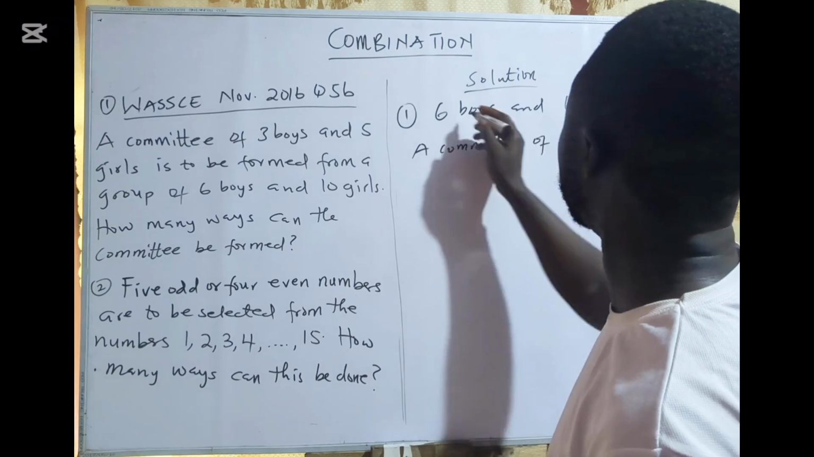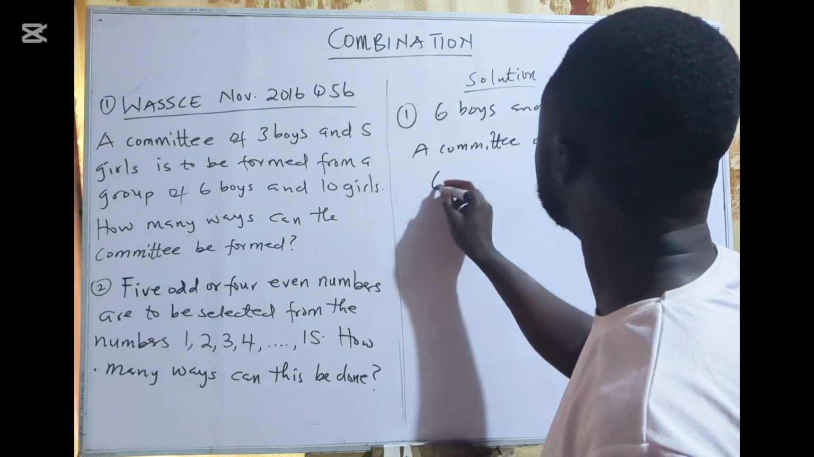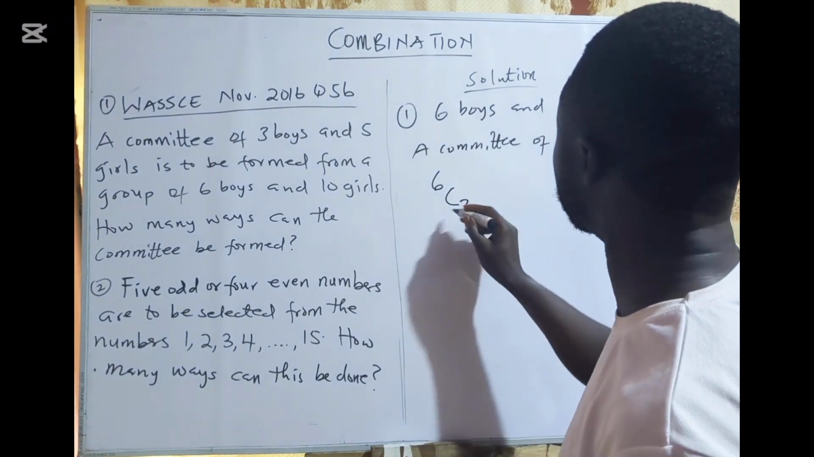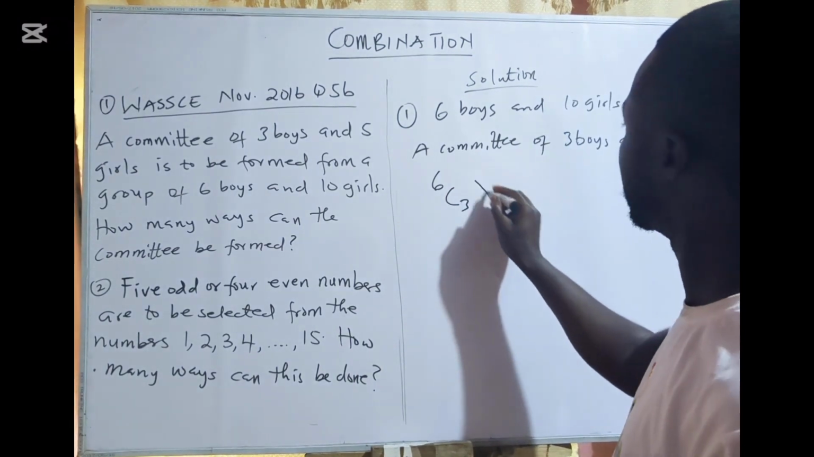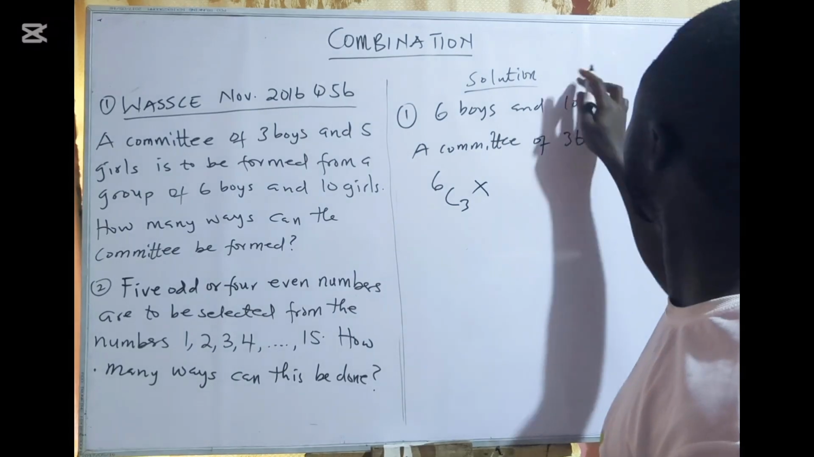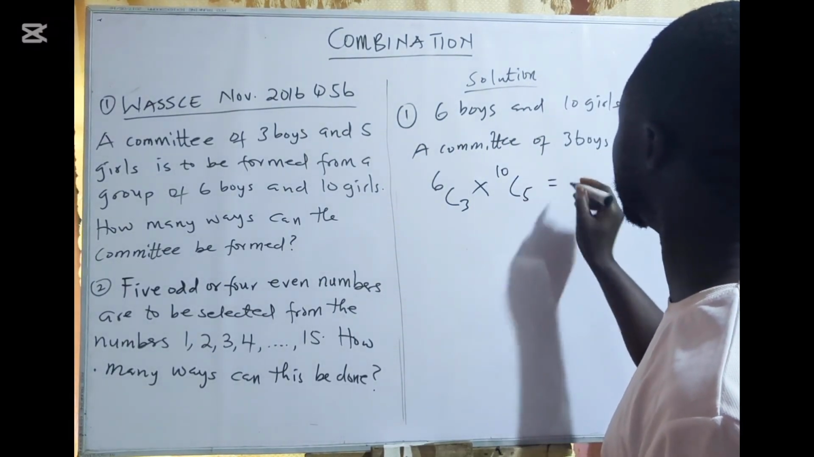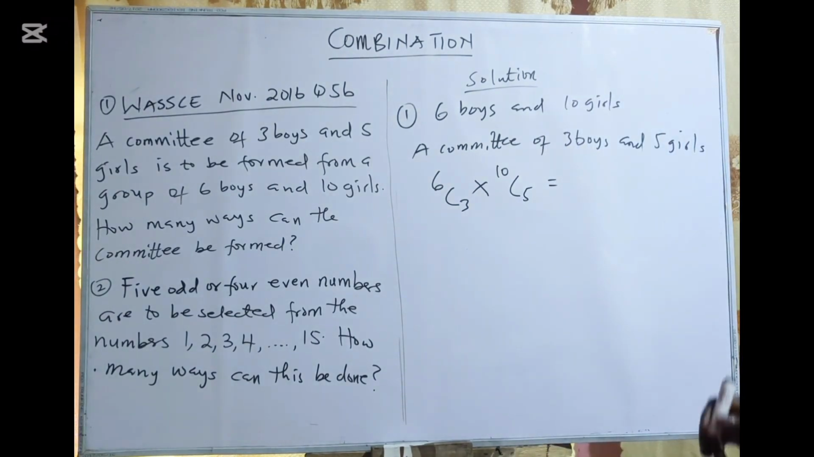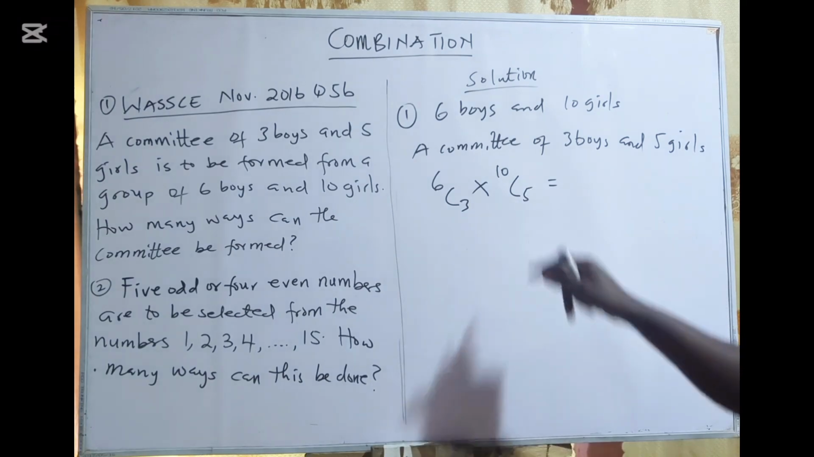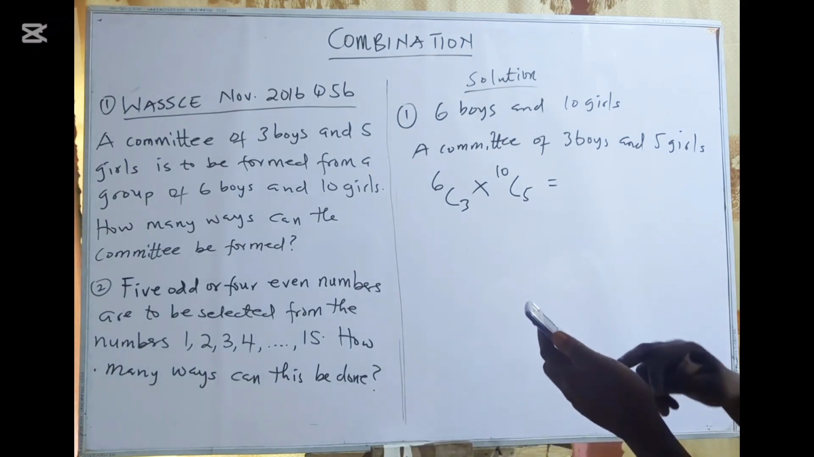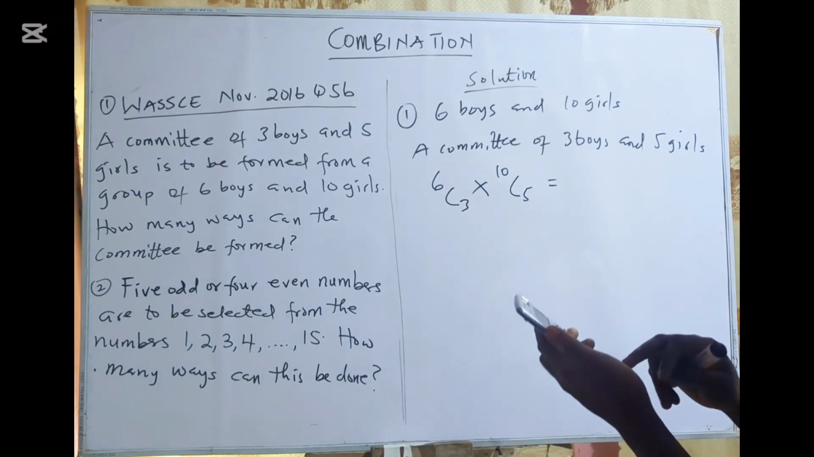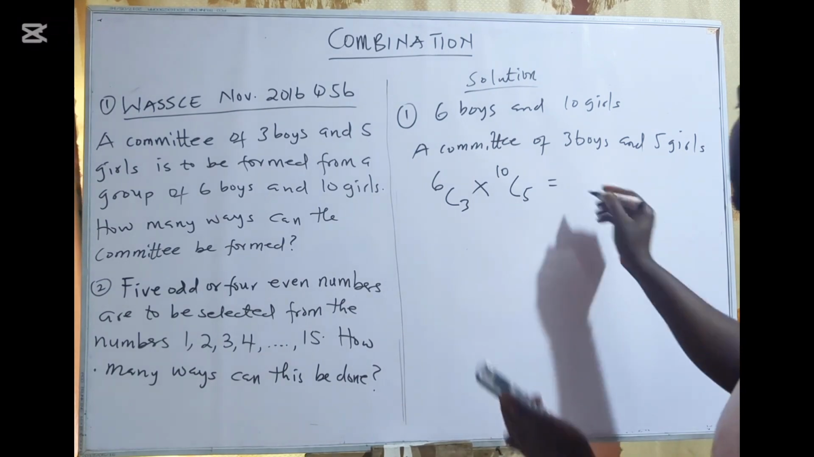will be what? That will be 6 combination what? How many boys? 3. So 6, I'm selecting 3 times 10 girls. I'm going to select what? 5. So this is how it's going to be. 6 combination 3 times 10 combination 5. Then 6 combination 3, put it on the calculator. That will give us 20.